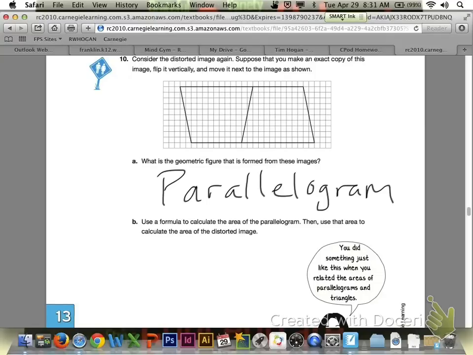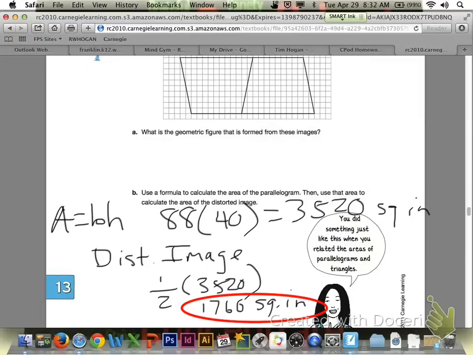For letter A, the geometric figure that is formed from these images is a parallelogram. For letter B, it says use a formula to calculate the area of the parallelogram. Again, we have to rely on our prior knowledge from what we learned in chapter 13. The formula for the area of a parallelogram is A equals base times height. So if you take 88 times 40, 88 is the base, 40 is the height. If you multiply those together, you're going to get 3,520 square inches. Now, in order to figure out the area of the distorted image, you have to cut that in half. Half of 3520 is 1760 square inches. Hopefully, you can see that you came up with the same answer as you did previously.